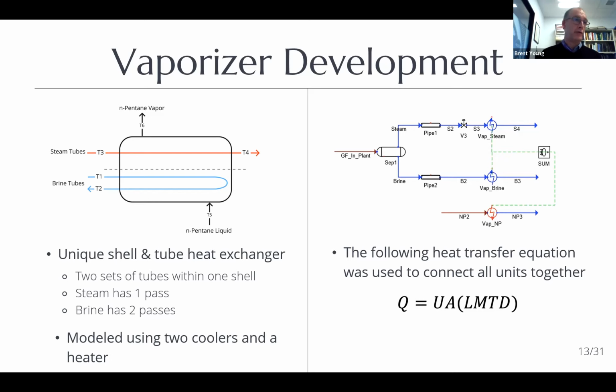This type of unique heat exchanger doesn't exist in most simulators, so we model this using 2 coolers and a heater, as shown on the left-hand side. And we could basically use what we know about heat transfer to connect them all together, and we could then do both initial design and rating type calculations.